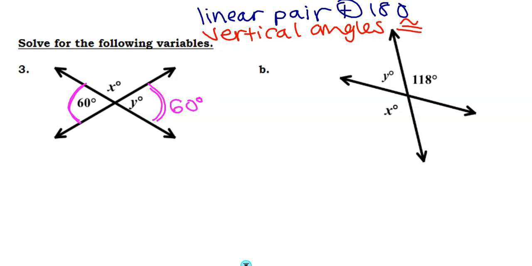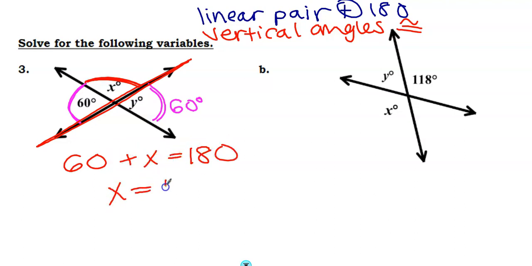Now, how on earth do I find out what X is? Well, X and 60 create a linear pair. So I do 60 plus X equals 180. I subtract 60 from both sides, and X equals 120. If this is 120, this side also has to be 120 degrees. So in these angles, it's either 60 or 120 based on the linear pair or the vertical angles.